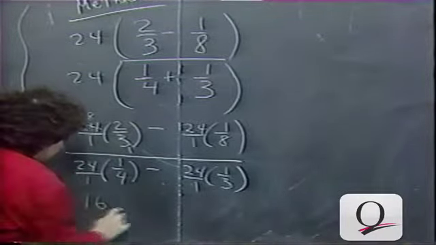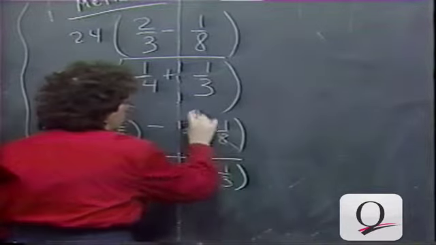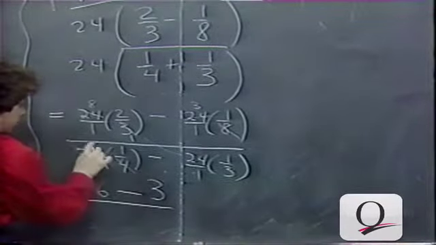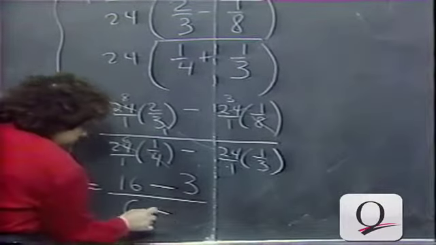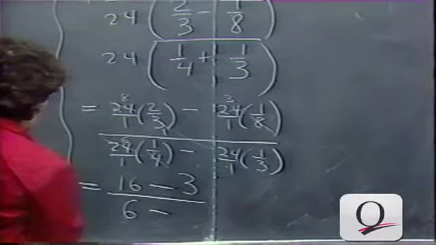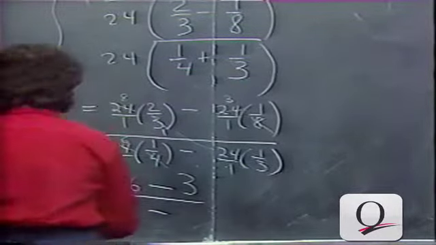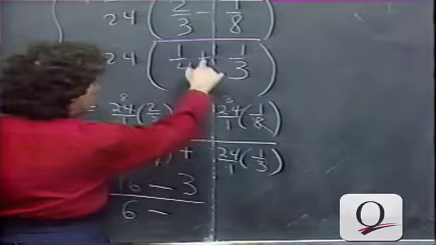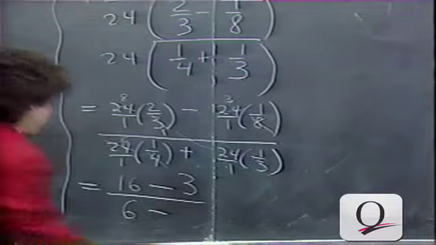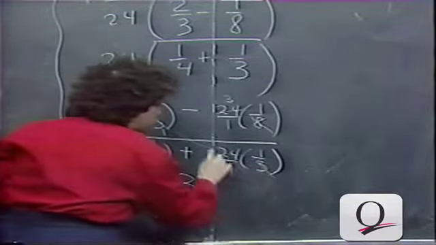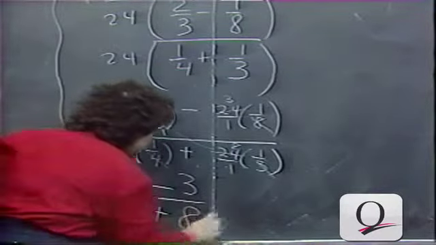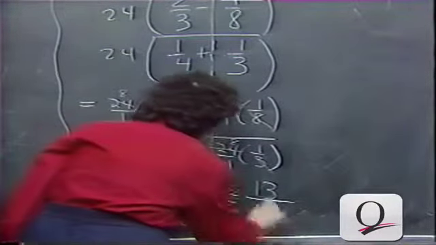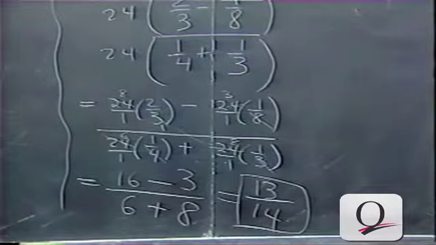So 8 times 2 is 16. Minus 8 goes into 24 3 times, so we have 3 over 1. 4 goes into 24 6 times, so we have 6 over 1. And this is a plus. Excuse me. This is 1/4 plus 1/3. So this should have been a plus down here, and a plus over here. And 3 goes into 24 8 times, so we have that. So 16 minus 3 gives us 13 on top, 6 and 8, 14 on the bottom, for an answer of 13/14, which of course is the same answer we got with method 1.